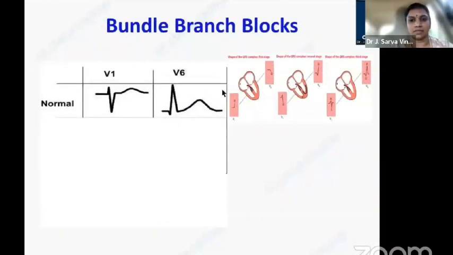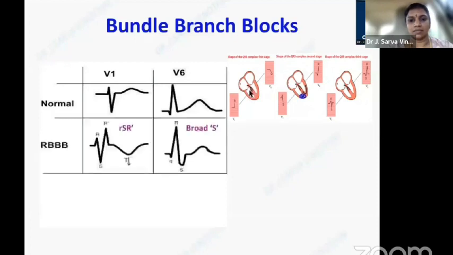So as we saw, this is how the normal QRS complex is generated. When there is a right bundle branch block, what happens? Because the septal depolarization occurs from left to right, that is not affected. So the first part of the wave is not affected.